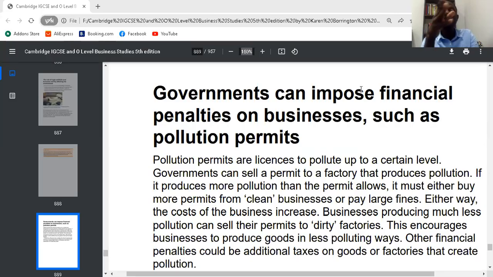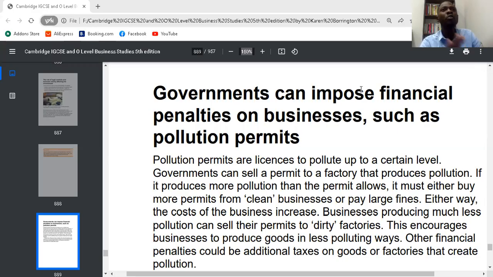Also, aside from government coming up with laws, government can impose financial penalties on businesses, such as pollution permits. What does that mean? It means you are being given a license or permission to pollute the air up to some limit. As soon as that limit is reached, you cannot go further. If you want to continue polluting the air, you have to buy from other businesses that still have much that is unused. Do you understand what I'm saying about pollution permits?